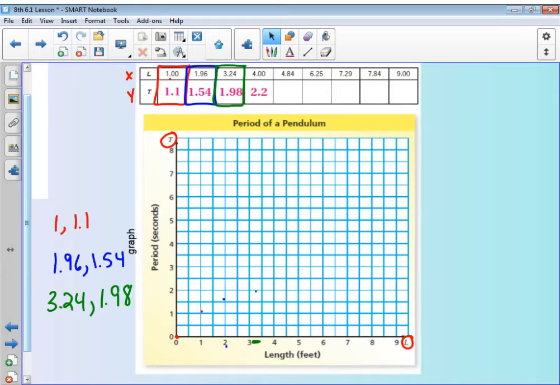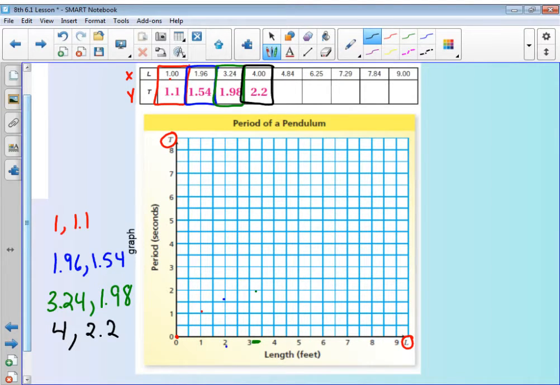So then the last one I have up here right now is I'm going to go over to 4 and then up to 2.2. So over to 4, up to 2.2. So 2.2 is going to be kind of in the middle of this box, not quite. Okay, so those are the ones that we had done together. So what you need to do is go ahead and finish out graphing your last 5 spots. Remember, it's approximation, so try and get that in, and then go ahead and connect your dots when you're finished.